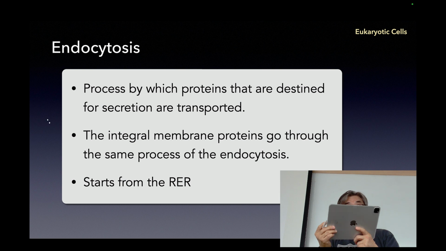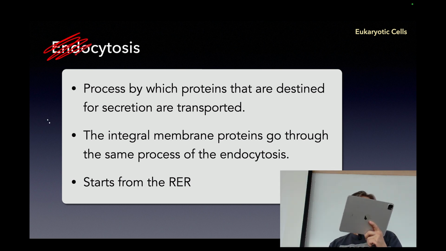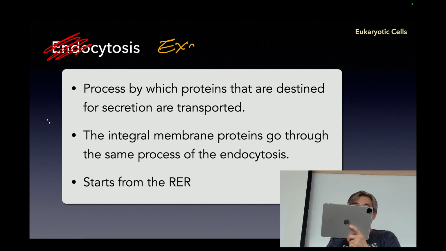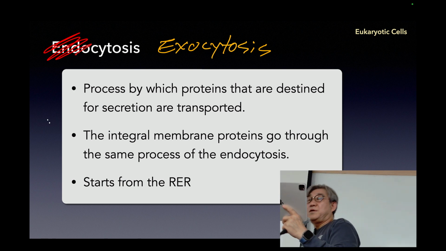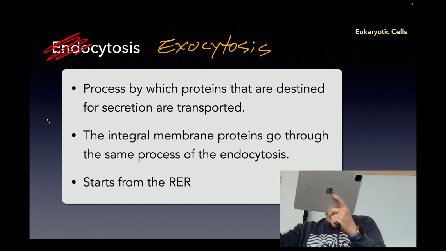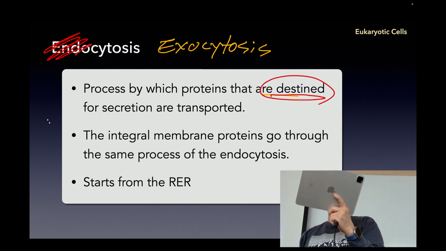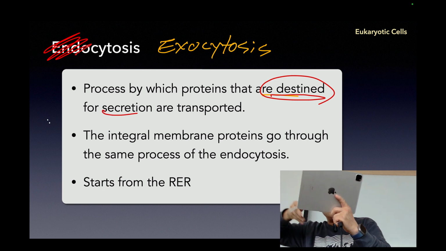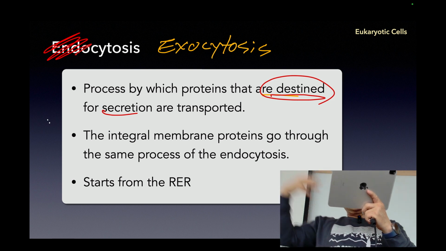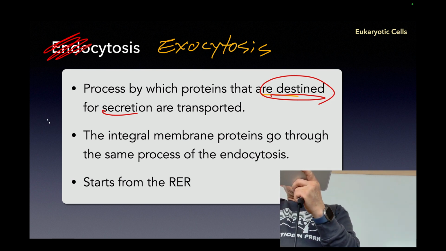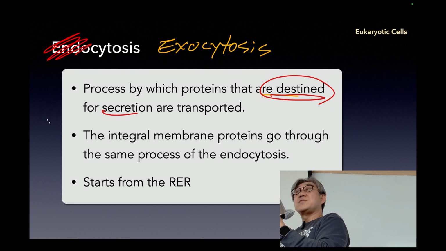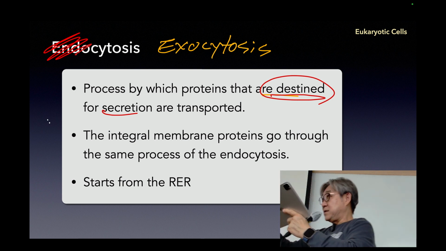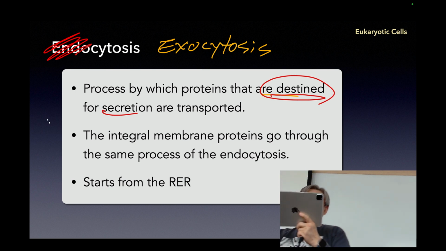Sorry, why do I have so many mistakes? It's not endocytosis, but it's called exo. Moving out. The process of moving the proteins that are destined for secretion is generally, collectively called exocytosis. On the other hand, importing proteins or some other materials from outside into the cell is called, guess what? It's called endocytosis. Endo means inside. Exo means outside. Okay, so I get mixed up.